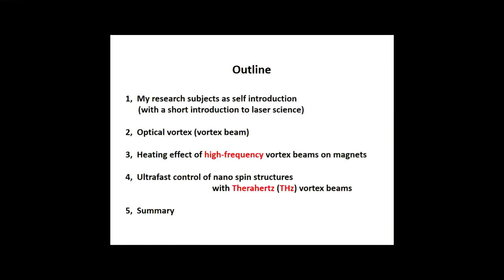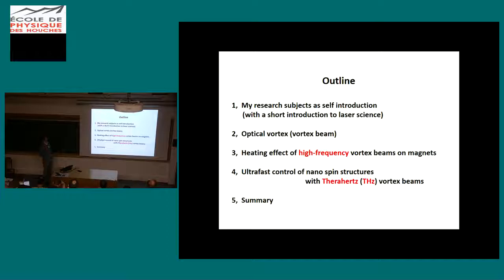First, I shortly explain my research, my recent interest, as a self-introduction. With a short introduction to laser science, we then turn to our target, the vortex beam, also called optical vortex. These two terminologies have the same meaning, a kind of singular laser. After the explanation of this vortex beam, we turn to our theoretical result, which consists of two parts. The first one is the effect of the heating due to this vortex beam, and the second part is the ultra-fast dynamics driven by the more low-frequency terahertz vortex beam. Finally, I summarize our result.